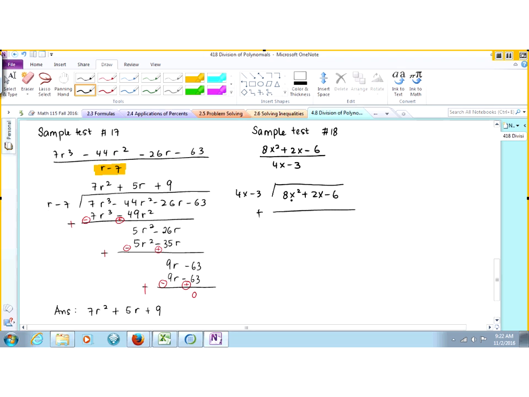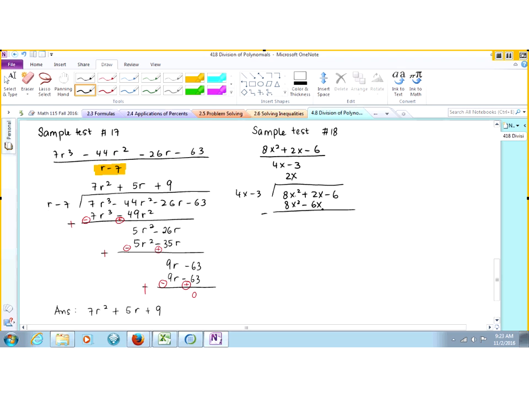Now, what do we do? Oh, this is not add. What am I doing? So, 8x squared divided by 4x. That is? 8 divided by 4 is 2. And then x squared divided by x? What is x squared divided by x? X, yes. So 2x times 4x minus 3, what's that? 8x squared minus 6x, yes.